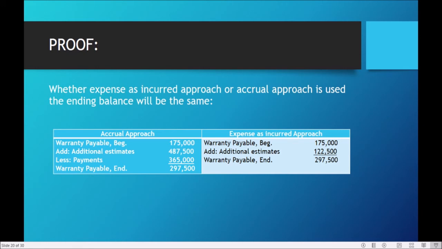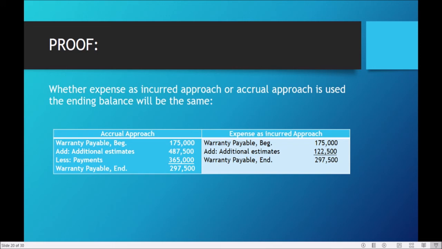487,500. Nagbayad po tayo ng 365. The warranty payable ending will be 297,500. Kung expenses incurred approach ang ginamit mo, the beginning balance was 175. Then nagkaroon ka po ng year-end adjustment at the end of the period ng 122,500. Lalabas, the warranty payable is 297,500. So, it will have the same answer.